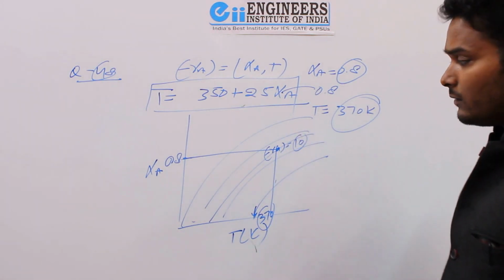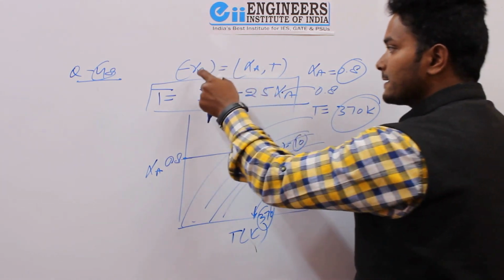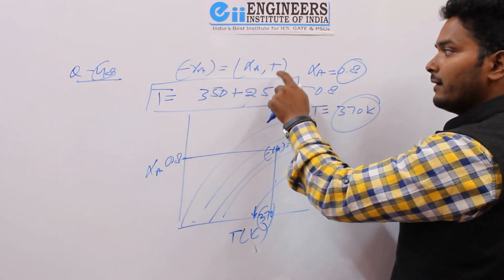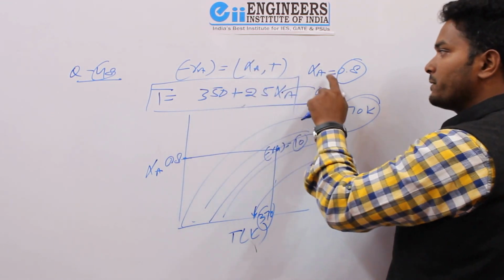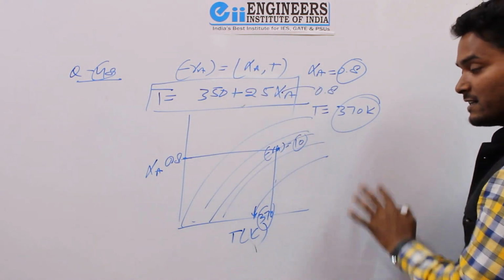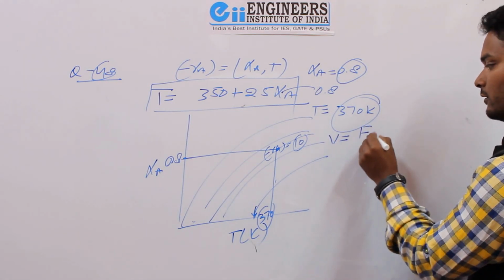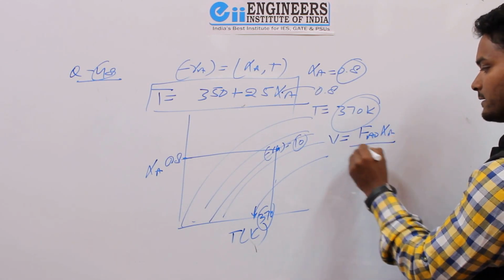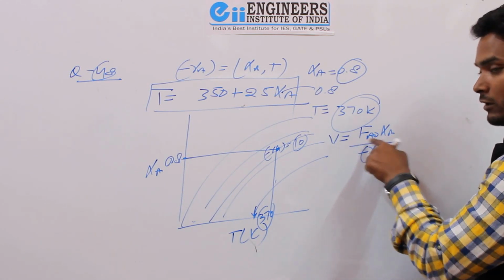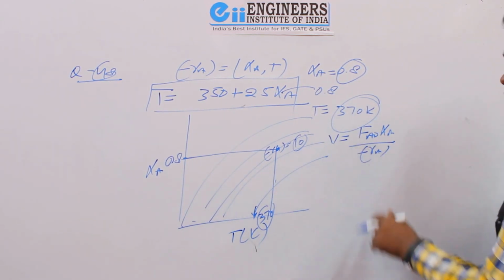Now, minus RA is equal to 10 means at the given rate, the conversion is 80% and the temperature is 370 Kelvin. Now, from the mass balance on the CSTR, as you know, the performance equation is V is equal to Fa0 into XA divided by minus RA. Fa0 is the molar flow rate, X is the conversion, and minus RA is the rate of reaction. And you have to find out the volume of the CSTR.